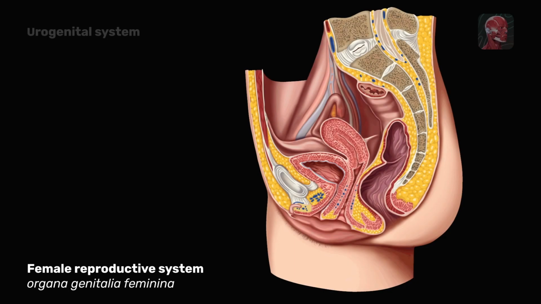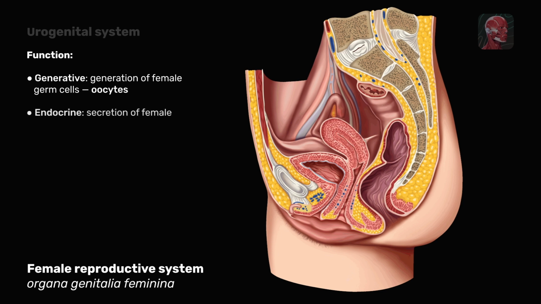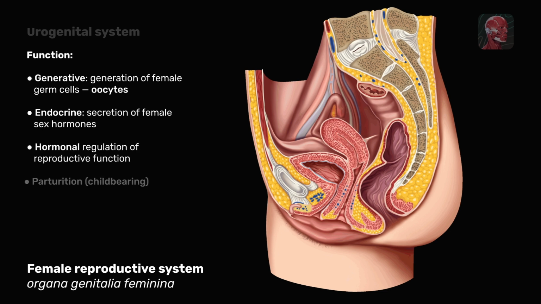The female genital system has the following functions: generative, generation of female germ cells; endocrine, synthesis of female sex hormones; hormonal regulation of the reproductive function; and childbearing. The detailed structure of each of the organs of the urogenital system is analyzed in the corresponding videos and notes.